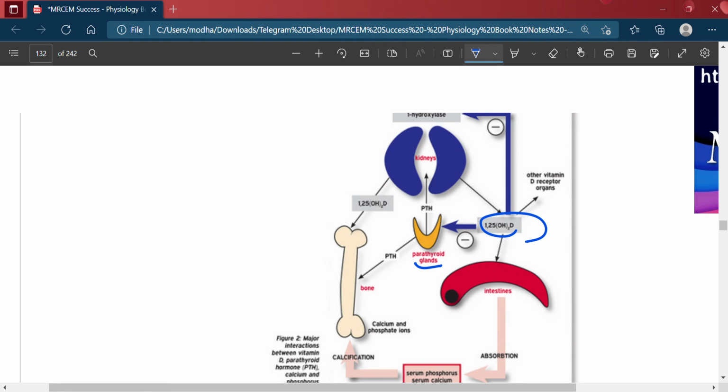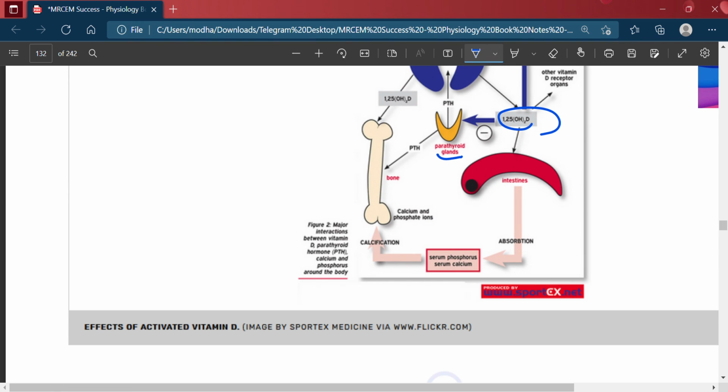In the intestine, it will cause the absorption of calcium and phosphorus. Serum phosphorus and serum calcium will be increased and will go to the bone.